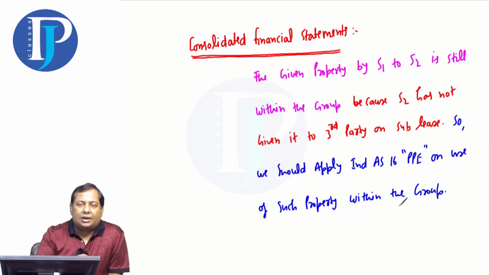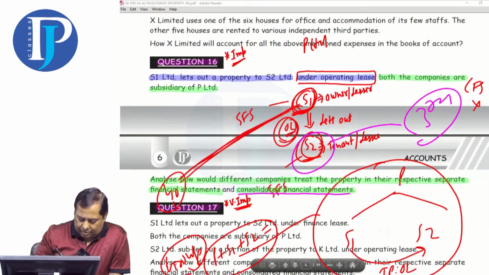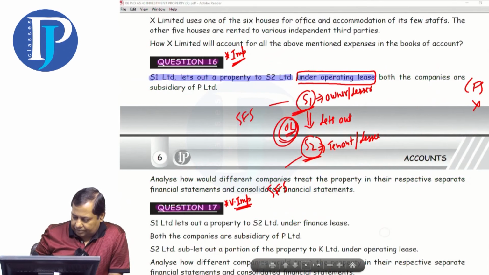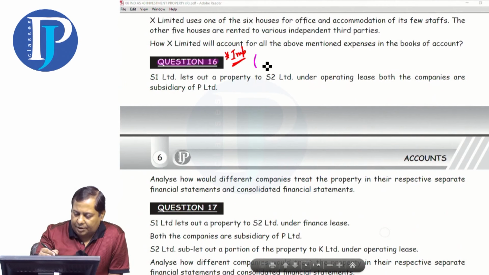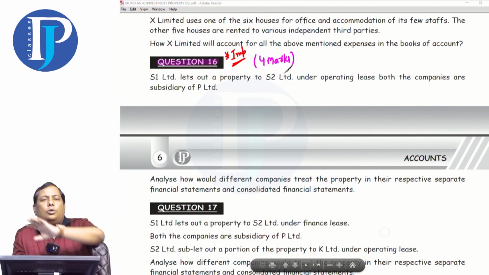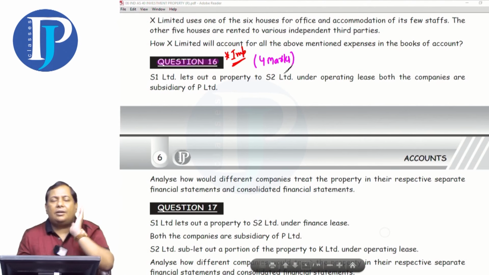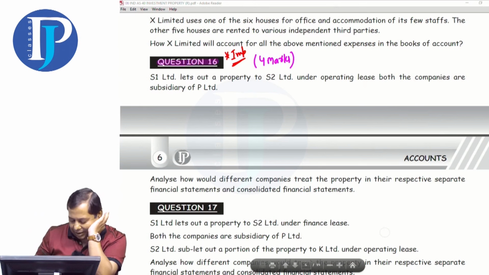You should go to question number 17 and write its answer just like this. Students are wondering, in the question paper, how many marks can we expect here? According to me, this question in exams can come up to 4 marks. This can be solved only by a student who has a clear vision of what to do in which company. Let's go to 17.